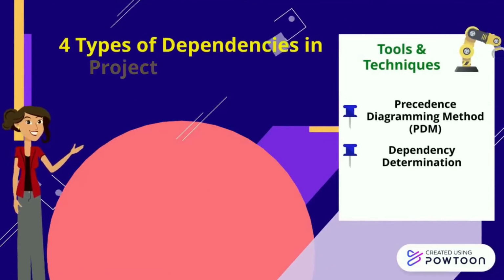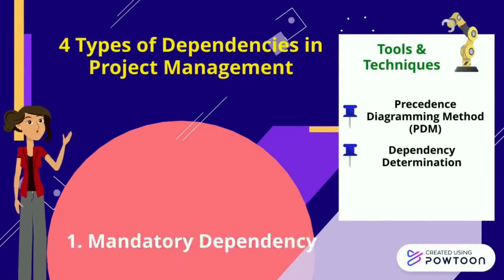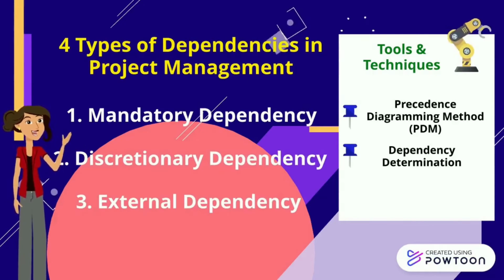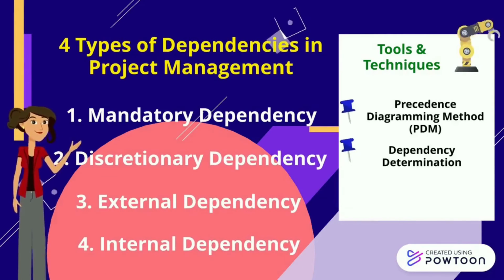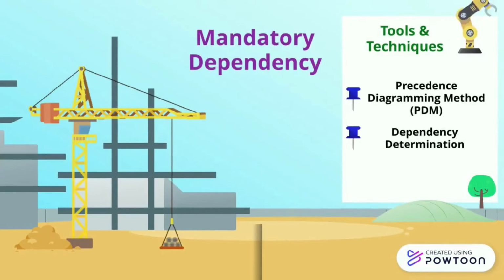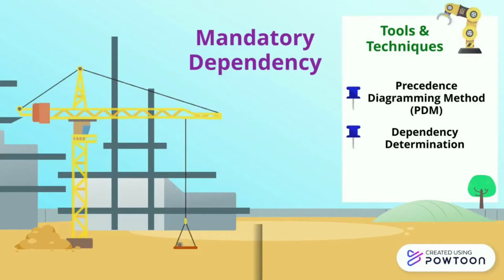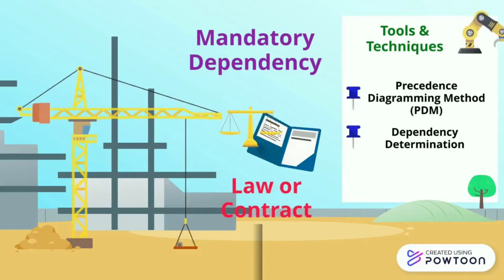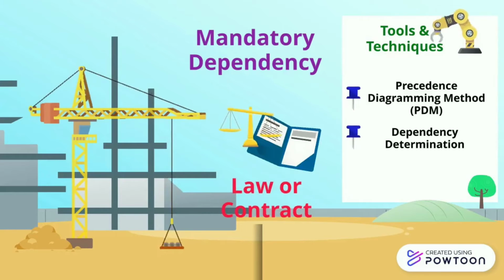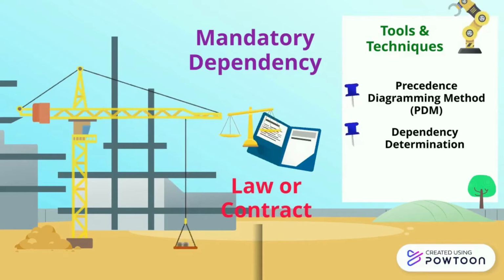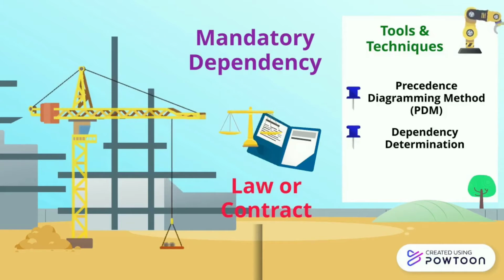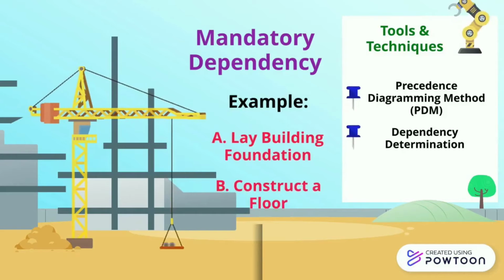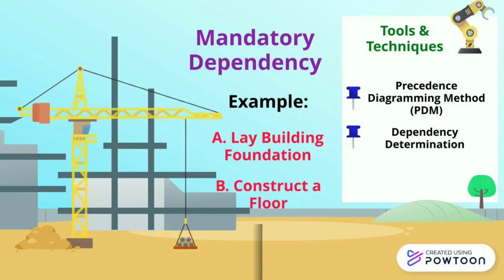There are four types of dependencies in project management. These are the mandatory dependency, discretionary dependency, external dependency, and internal dependency. So first is the mandatory dependency. Mandatory dependencies are either required by the law or contract, and sometimes they are inherent in the nature of the work. Due to this, the work must be done in a certain order. Mandatory dependencies often involve physical limitations and they are also called hard logic. For example, a floor of a building cannot be constructed until foundation is laid.